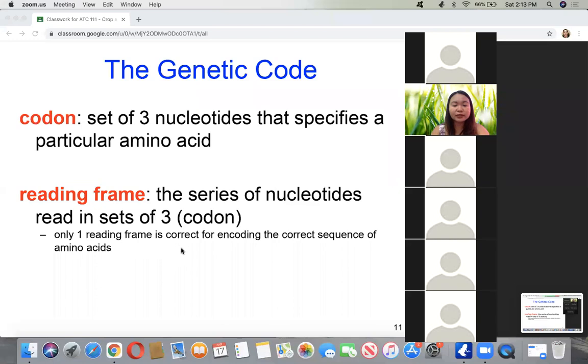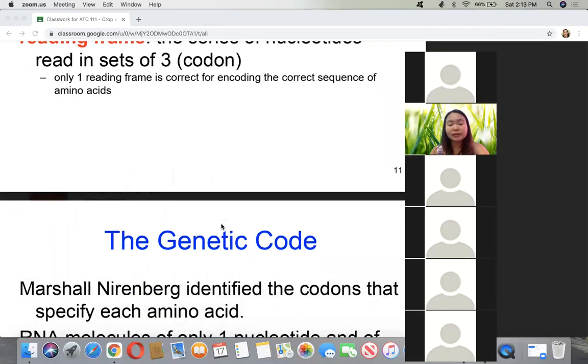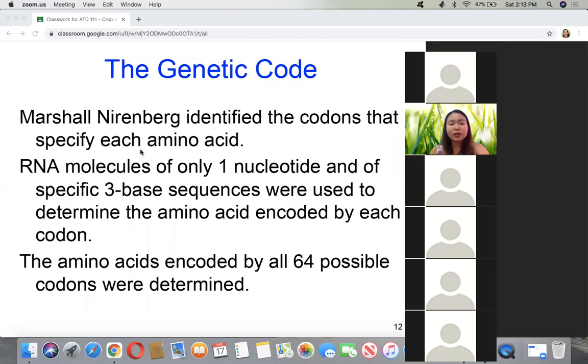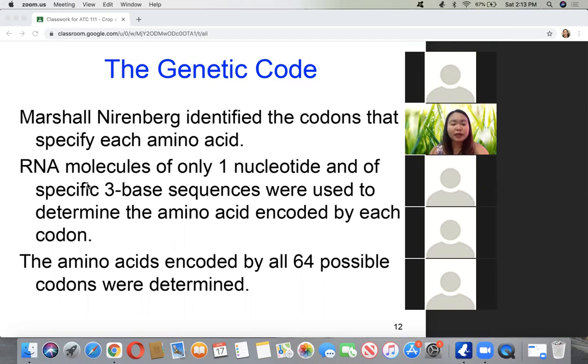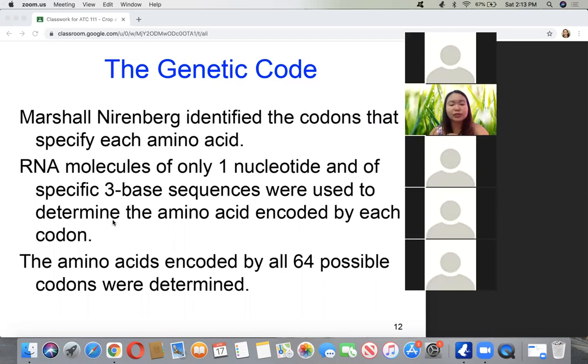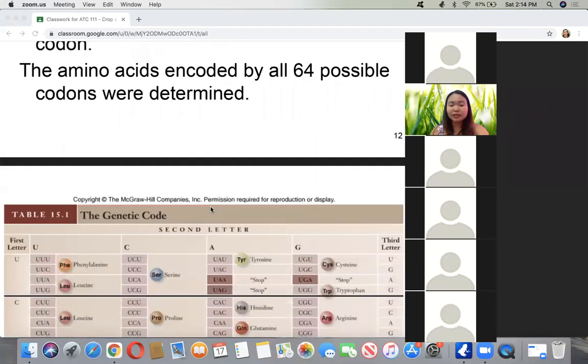So only one reading frame is correct for encoding the correct sequence of amino acids. And it doesn't change, no? Only three sets of three are responsible for this code. So, Marshall Nirenberg identified the codons that specify each amino acid, and RNA molecules with only one nucleotide and specific three base sequences were used to determine the amino acid encoded by each codon. And the amino acid encoded by all 64 possible codons were determined. So imagine there were 64.